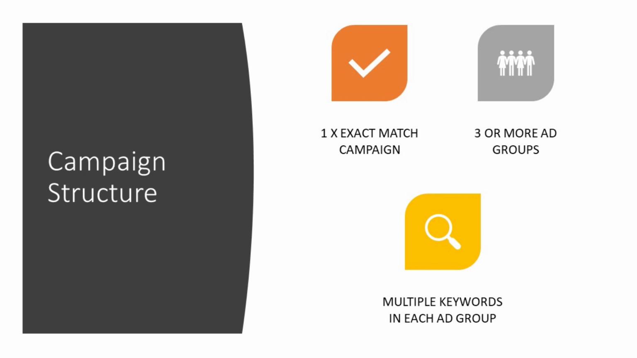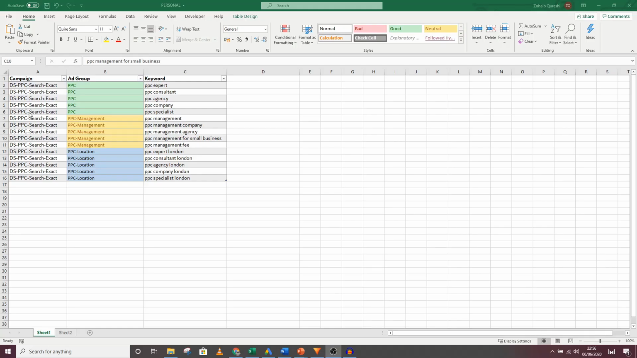So let's suppose we are planning to create a Google search campaign to generate leads for a PPC agency. Our plan is to target exact match terms segmented by different ad groups, but these ad groups will have multiple keywords in them. So in this example, we have our campaign with 3 different ad groups, and all of those ad groups have multiple keywords, as you can see here in column C.